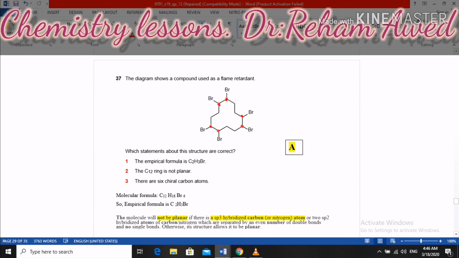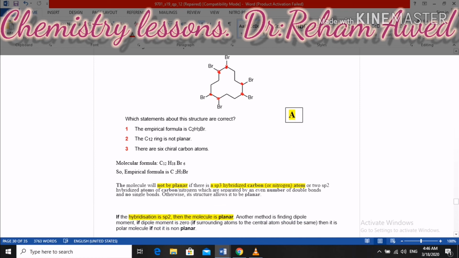Then, the C12 ring is not planar. We want to know if our compound is planar or not planar.